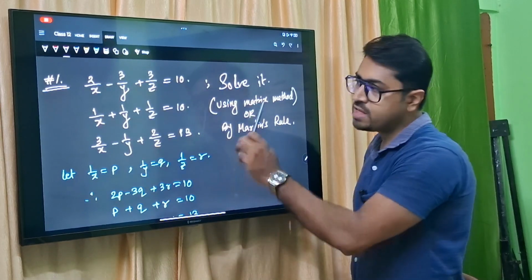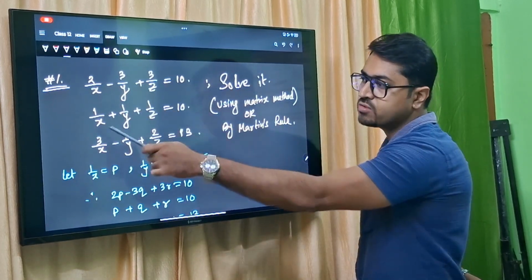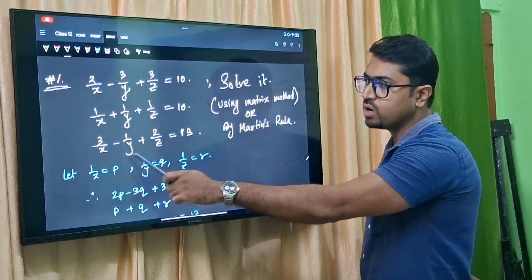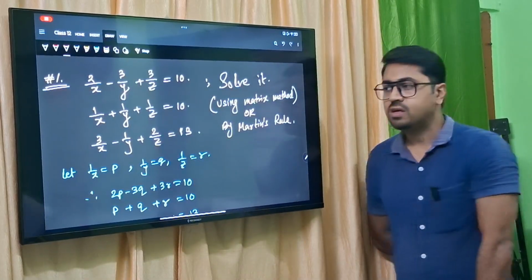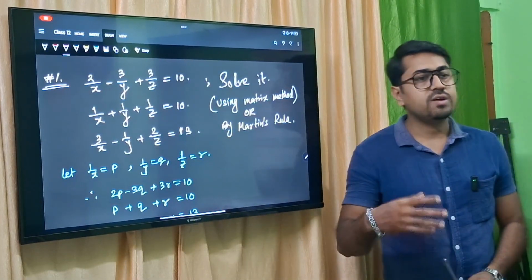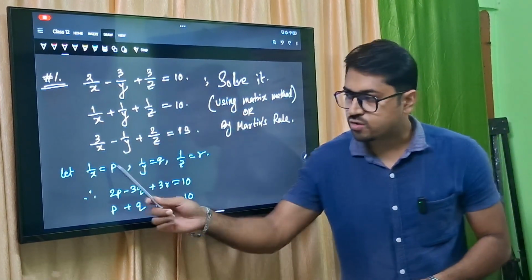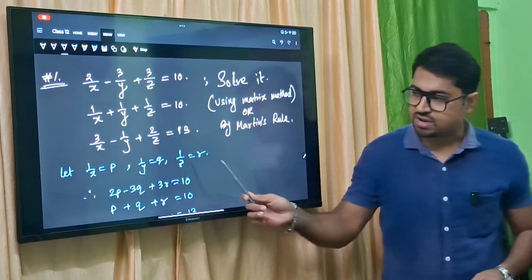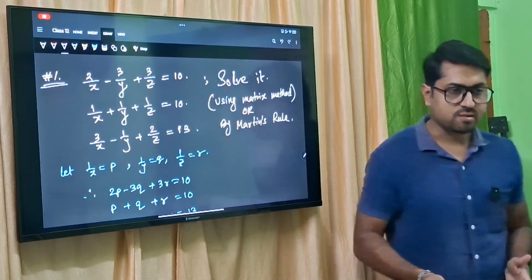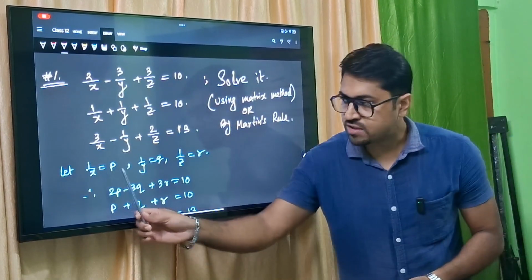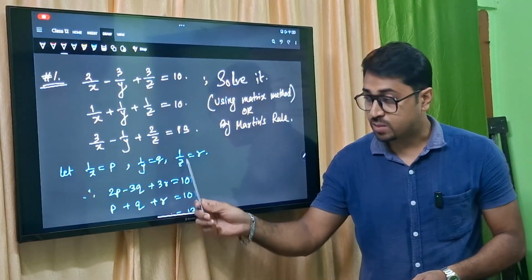Throughout the equation, the same format will be there: all over 1 by x, 1 by y, 1 by z. So that will be taken as other variables. Like I have taken 1 by x equal to p, 1 by y equal to q, and 1 by z equal to r. You can take it as a, b, c also.